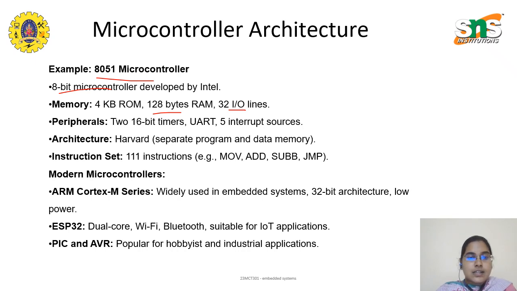In architecture, it follows the Harvard architecture, that is separate memory for program and data. The instruction set has 111 instructions, which include move, add, sub, jump, etc. And modern microcontrollers, we can consider the ARM Cortex-M series, widely used in embedded systems, a 32-bit low power architecture. The ESP32 is dual core, which has Wi-Fi and Bluetooth, and is more suitable for IoT applications. PIC and AVR microcontrollers are popular for hobbyist and industrial applications.